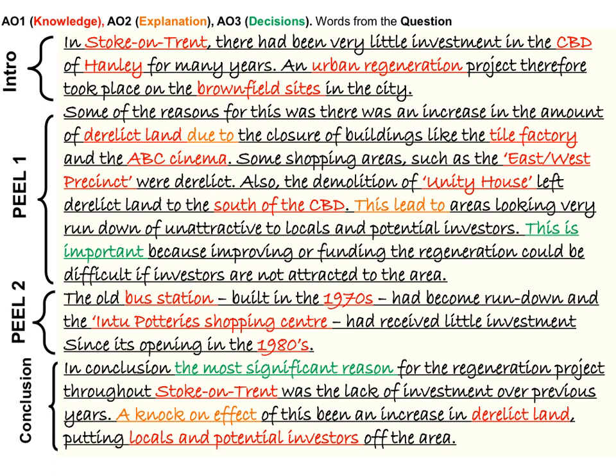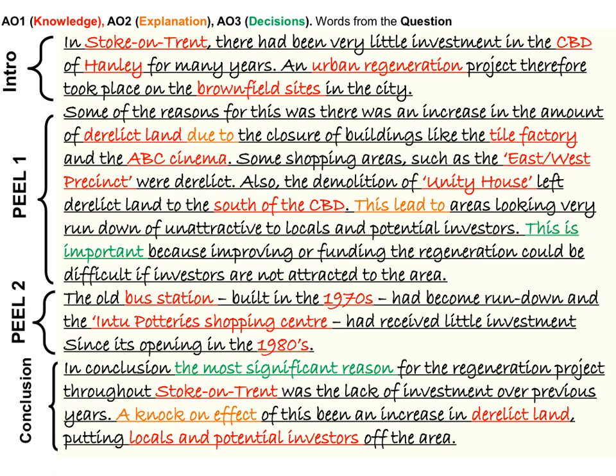Some of the reasons for this was there was an increase in the amount of derelict land due to the closure of buildings. That was like the tile factory and the ABC cinema. Some shopping areas, such as the East-West precinct, were left derelict. Also, there was a demolition of Unity House, and that left derelict land to the south of the CBD. This leads to areas looking very run down, and it was unattractive to locals and potential investors. This is important because improving or funding through regeneration could be difficult if investors are not attracted to the area.